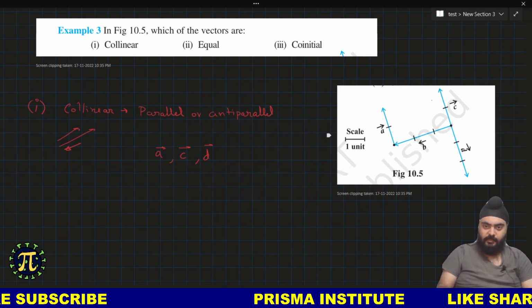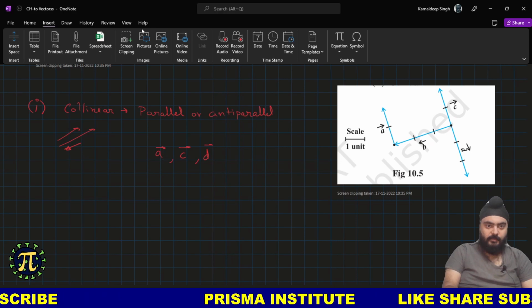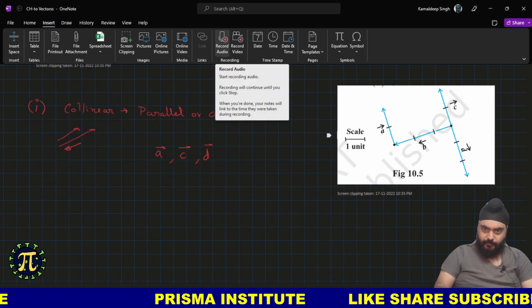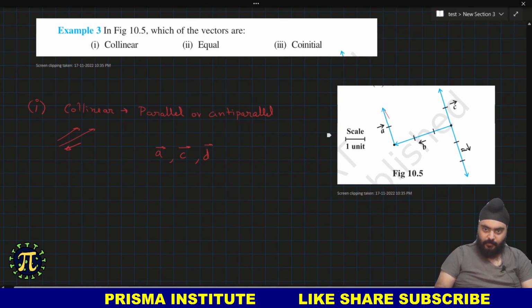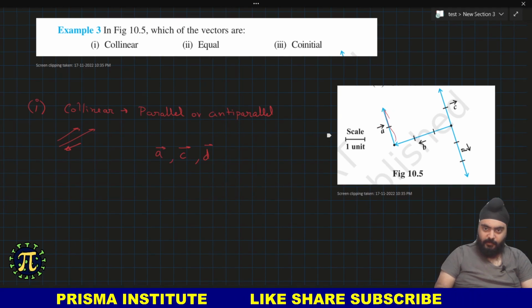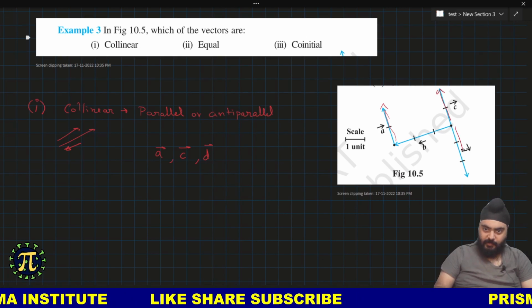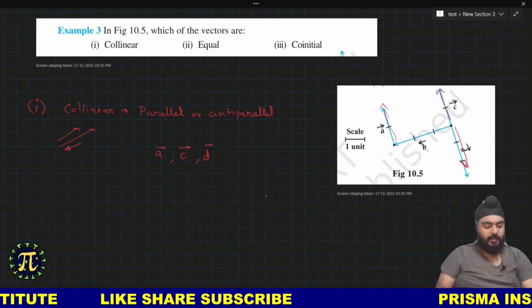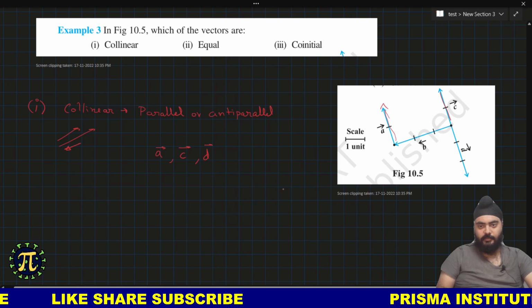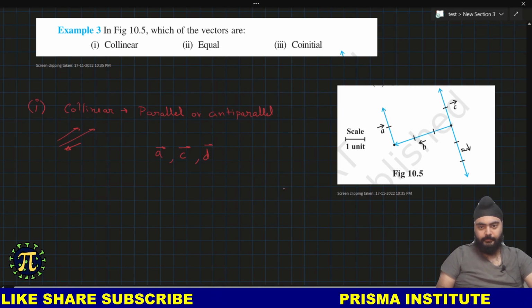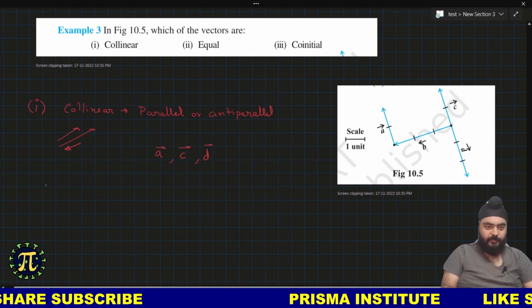You can see I can mark these with red: A vector, C vector, and D vector. These are in the same or opposite direction, with no restrictions on length. So these are collinear vectors.